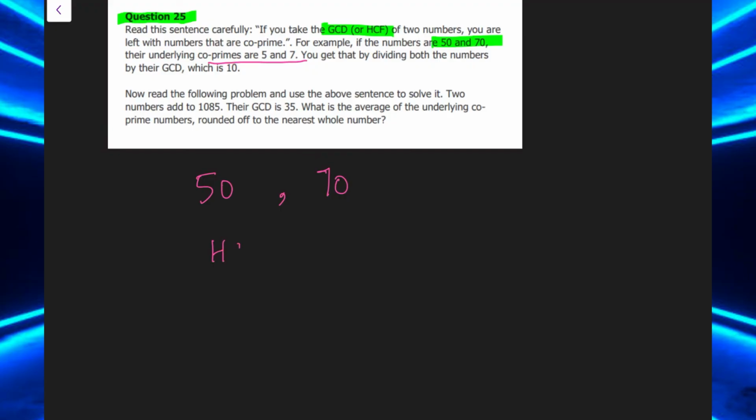How did you get that? Now we know the HCF, highest common factor, of 50 and 70 is 10. So 10 is the highest factor that can divide 50 and 70 as well. Now to find the co-primes, you have to divide 50 by the HCF, which is 10, so you get 5, and 70 again divided by the highest common factor, and you get 7. So these are the underlying co-primes.